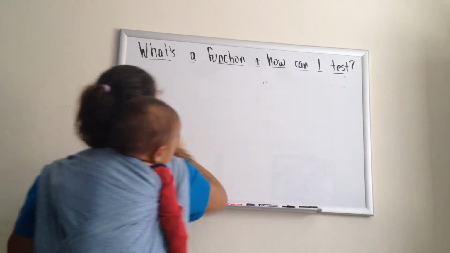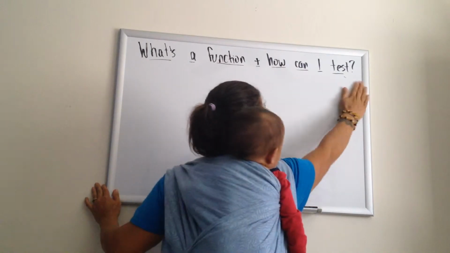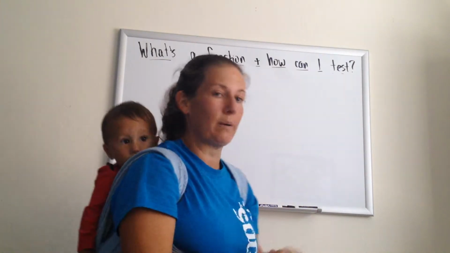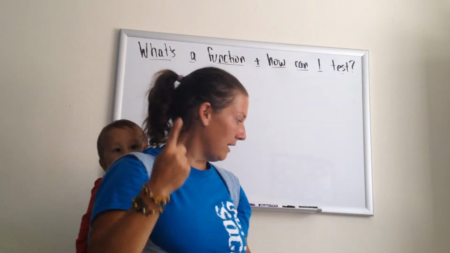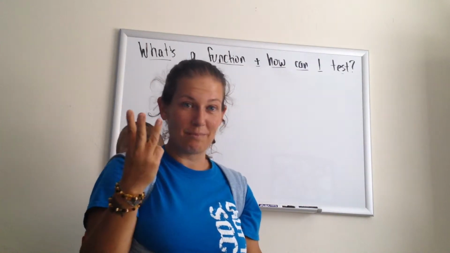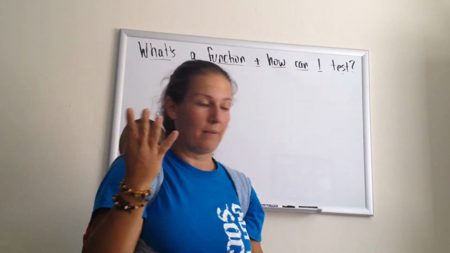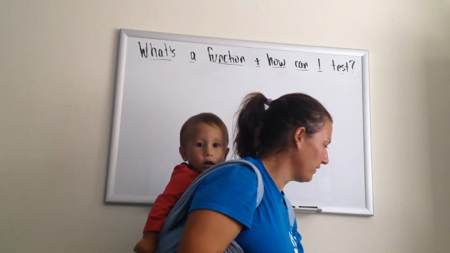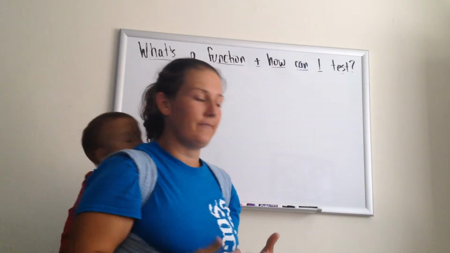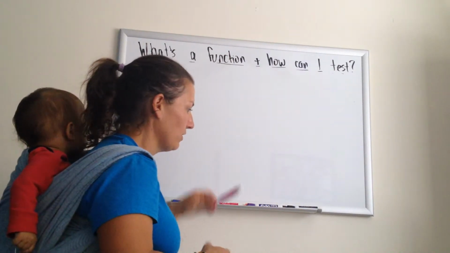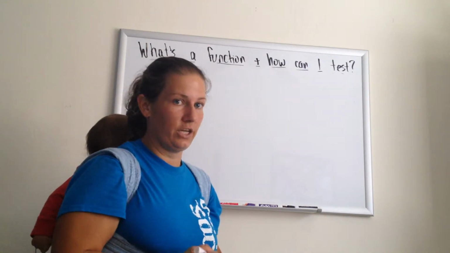Functions can be represented in four main ways that you're going to see. You're going to see functions represented as equations, as graphs, tables of values, and word problems. So let's look at each of those individually and figure out how we test if each of those is a function. So the first thing you might see is an equation.